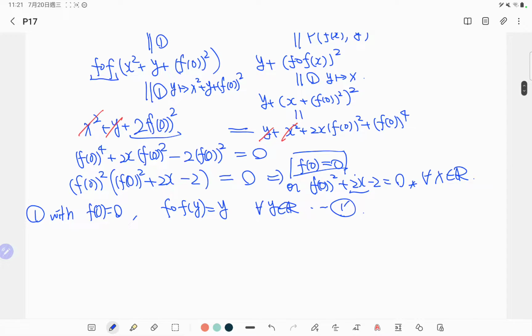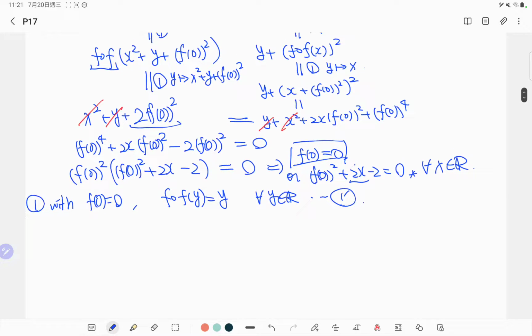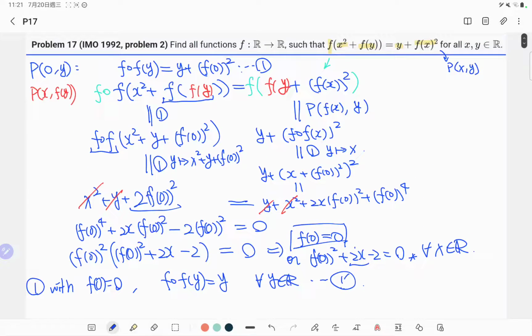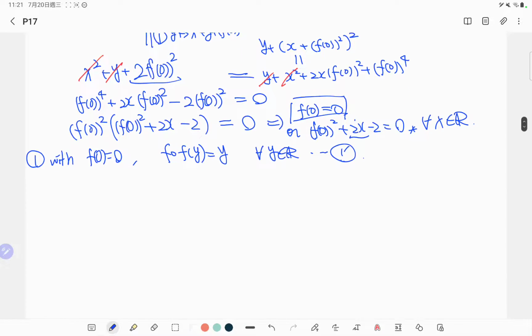And for the original functional equation, let's try to do some simplification so that it somehow looks like Euler's equation, although it is not actually the same. So the original functional equation is f(x² + f(y)) = y + (f(x))².